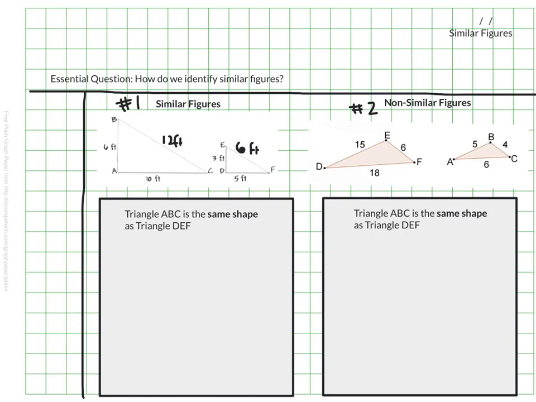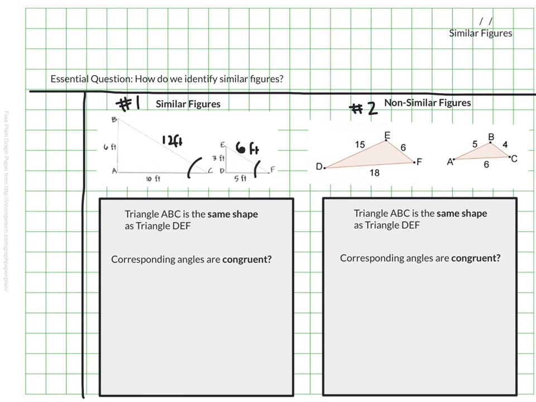Similar figures also have the same angle measurements for corresponding angles. So in example 1, angle C corresponds to angle F, so those should be the same measure, right? Every single angle in your figures should be equivalent. The corresponding angle should always be equivalent.